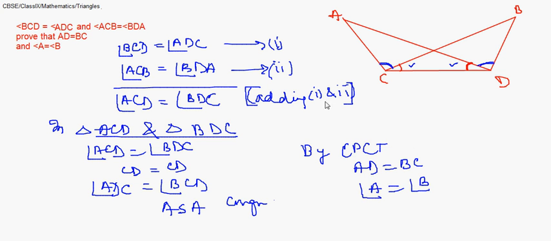We'll now take up one more question. What do you suggest? I give you one. Let me just draw one figure. This is named as A, this is B. This point is C, this is D, and that's E.